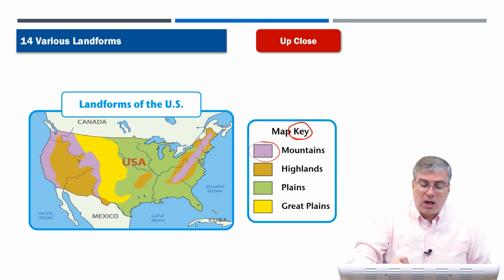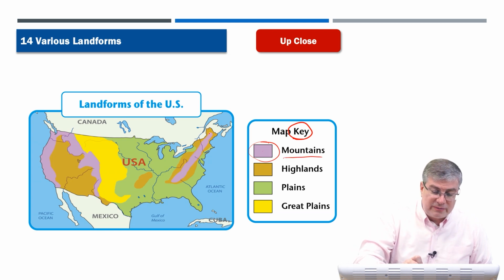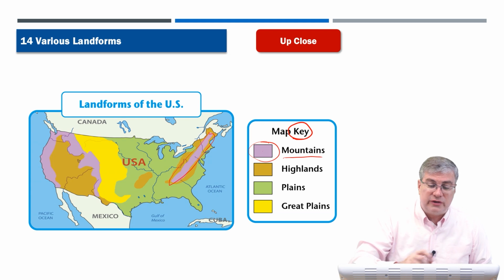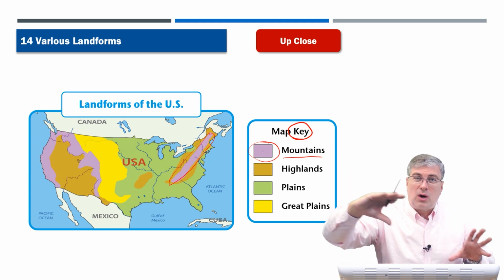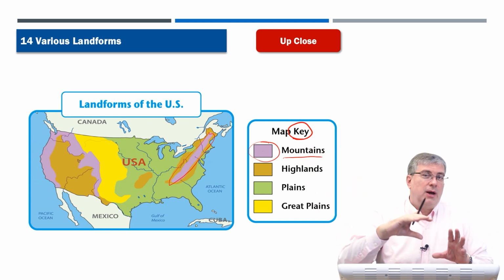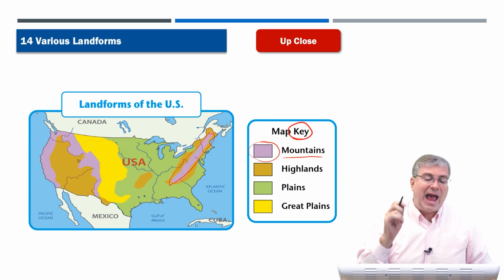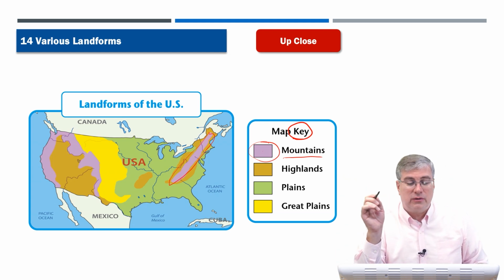In this case, the color purple shows us where the mountains are. And if you see these mountain range, this is a mountain range. You see how long it is. It extends for hundreds of miles or hundreds of kilometers. And this is the Appalachian Range on the East Coast.